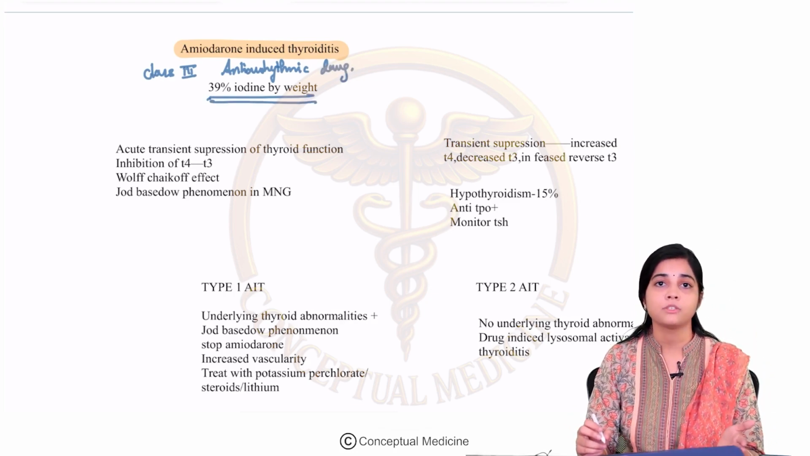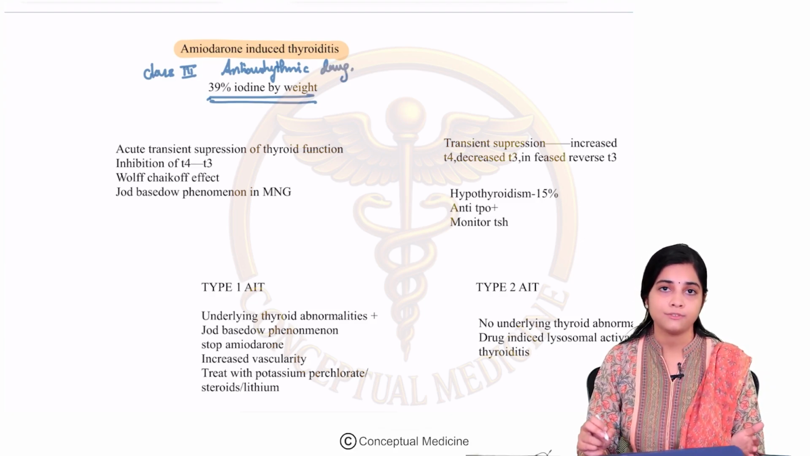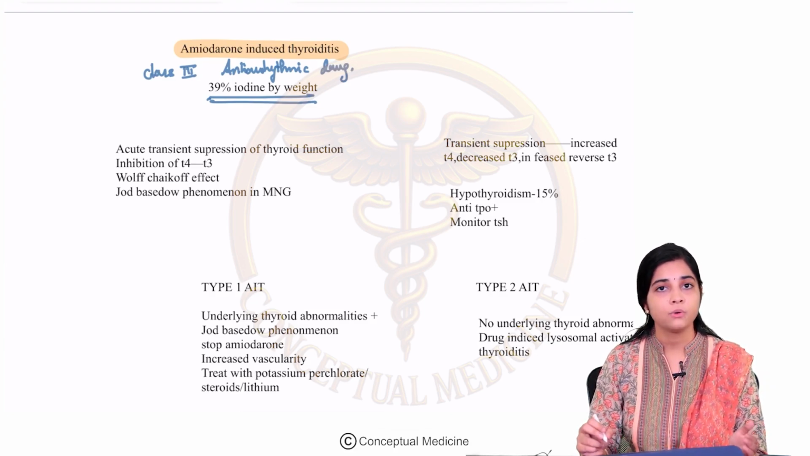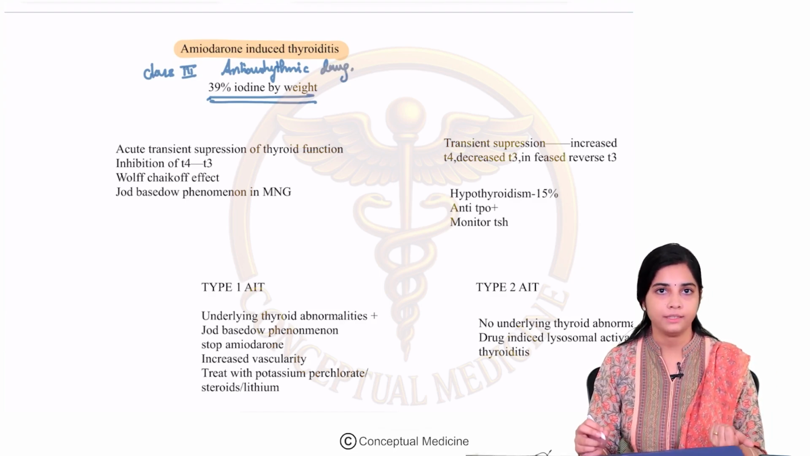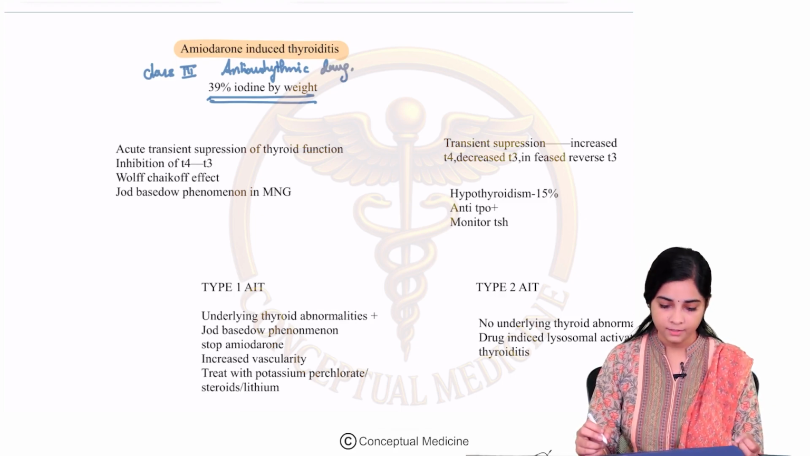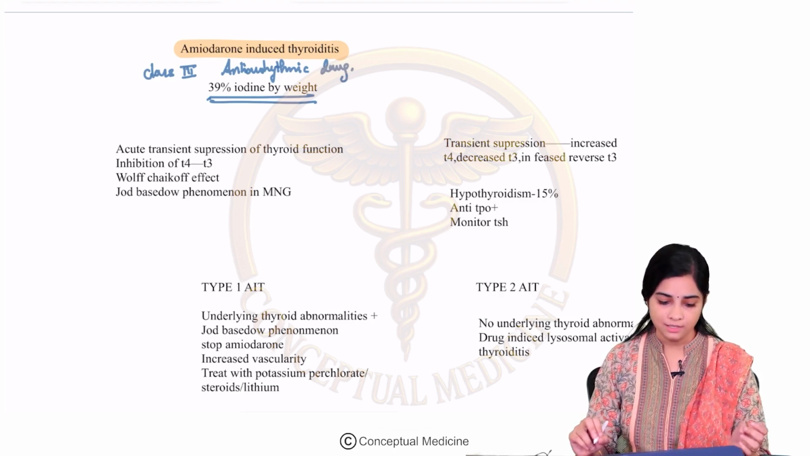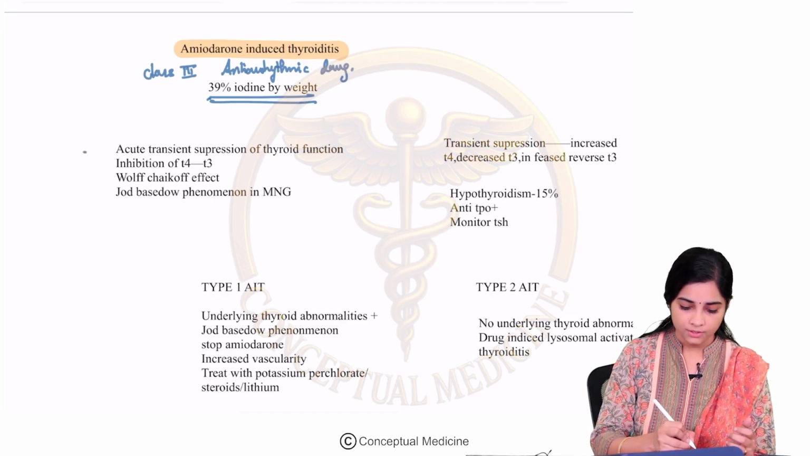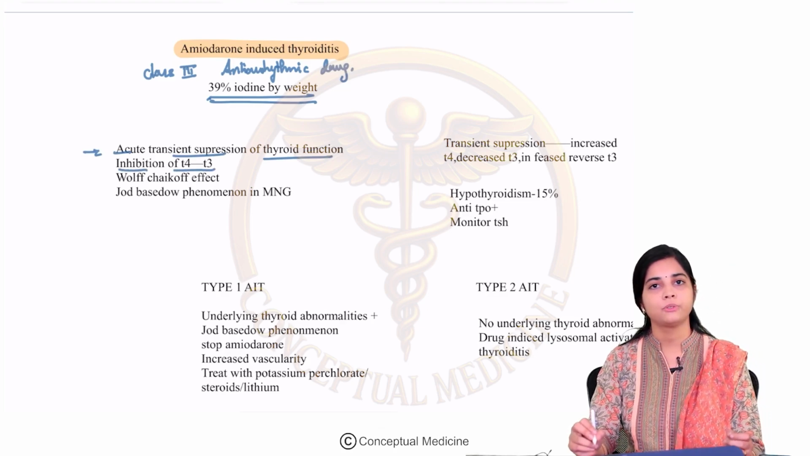Since it has so much iodine, we know that the thyroid also requires a lot of iodine for its functioning. So amiodarone can affect your thyroid hormones when it is taken in excess, or if it is taken chronically. Because of this heavy amount of iodine in its structure, what are the effects that are seen? It can cause acute transient suppression of the thyroid function. It can inhibit the conversion of T4 to T3.